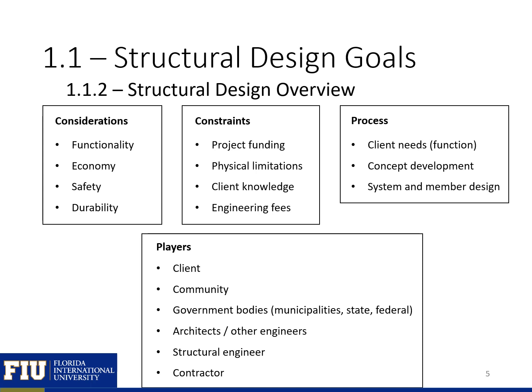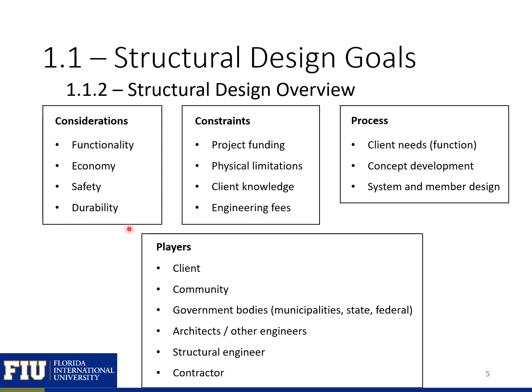Here are some of the considerations, constraints, processes, and players that are involved in the design process. When we're designing, we need to consider our functionality. So what's the purpose or function of the structure that we're designing? The economy, what's our budget? Safety, what are the loads that are going to be on the building or bridge? And how can we safely design it? Durability, we want to make sure that our building or bridge is going to last its intended service life.